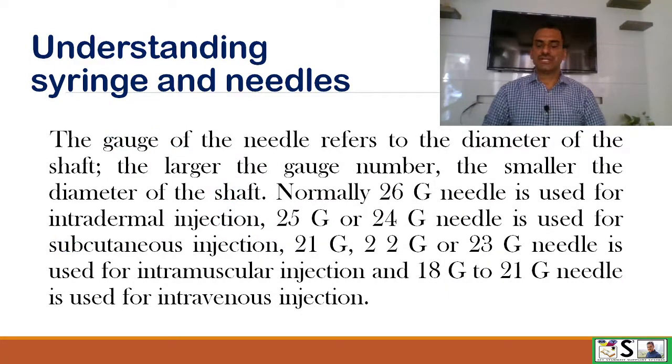The gauge of the needle refers to the diameter of the shaft and we call it G. The larger the gauge number, the smaller the diameter of the shaft. Normally a 26G needle is used for intradermal injections. 25G to 24G needles are used for subcutaneous injections. 21G, 22G, 23G needles are used for intramuscular injections, and 18G to 21G needles are used for intravenous injections.